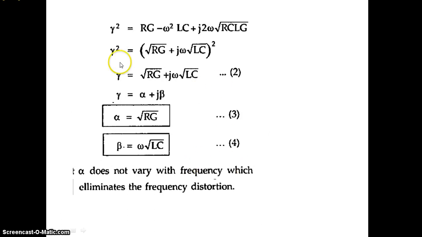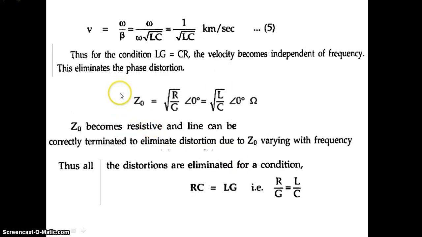Here frequency distortion is eliminated, and also due to proper impedance, Z0 becomes root of L by C. So here also it is purely resistive. So there is no distortion due to characteristic impedance also. That means all the distortions are eliminated for the condition rC equal to Lg. So this is the condition for a distortionless line.